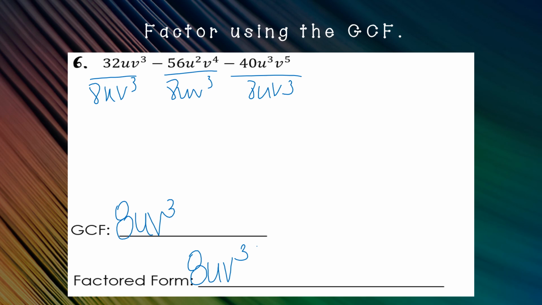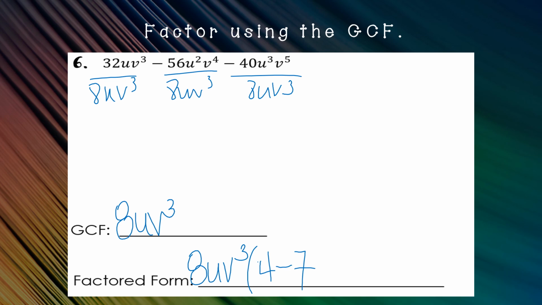So 32 divided by 8 is 4. If I have a u in the top and I'm taking a u away, I will have no more u's. If I have a v cubed up top and I take a v cubed away, I will have no more v's. -56 divided by 8 is -7.